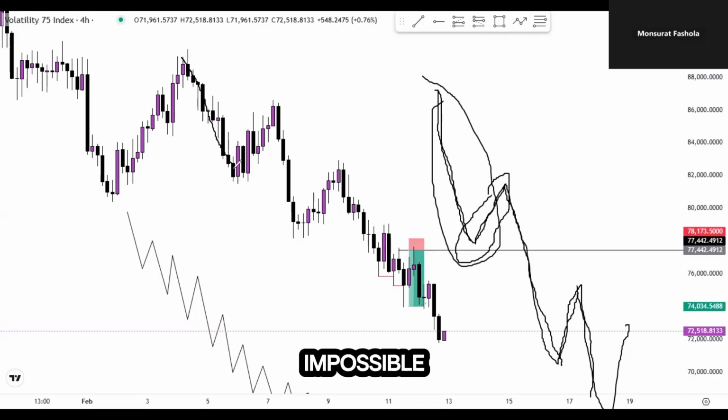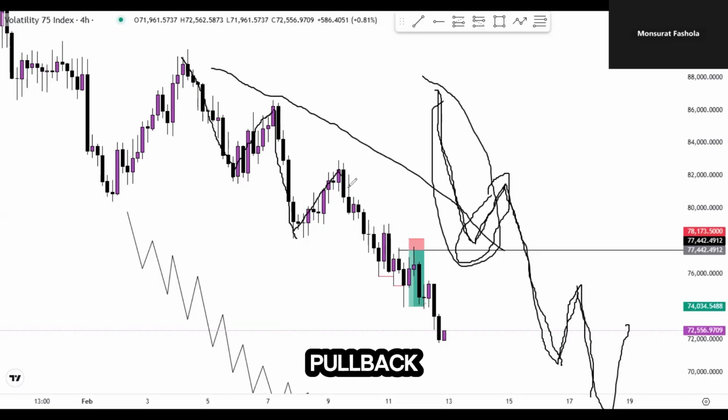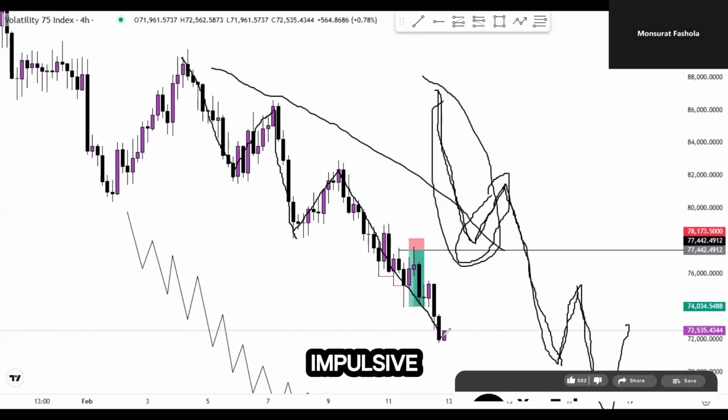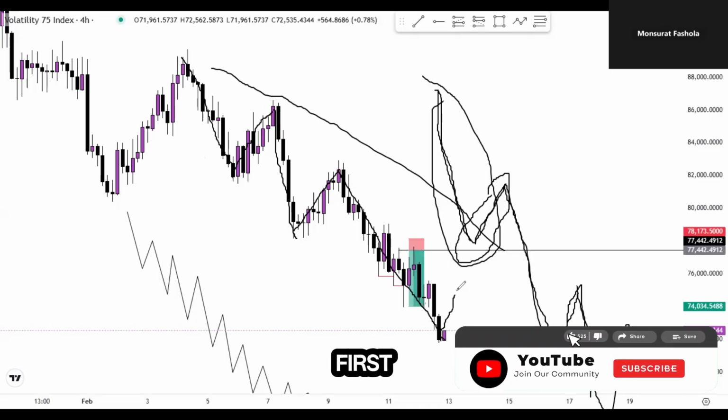This is an impulsive movement. And if you notice, the impulsive is always longer than the pullbacks because we're in a bearish trend, we're in a downtrend. This is the pullback. The impulsive goes first, then the pullback, then the impulsive again.